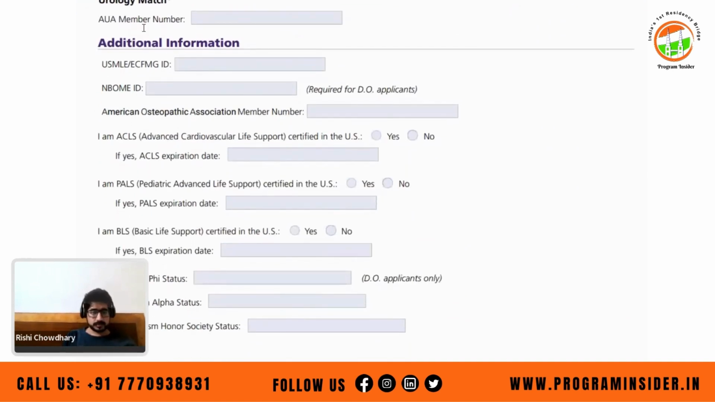Moving on to the additional information part. Additional information, you fill up your ECFMG ID, USMLE ID, whatever you have been using throughout the time. Okay, these things are not for you. The DO applicants ID and stuff like that, this is not for you. Even these things are not for you. Alpha, Omega, Sigma, Gold, Humanism, these things are not for you. All right. What is important for you in this section is the ACLS, CALS, BLS section.